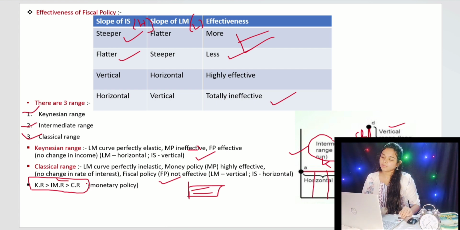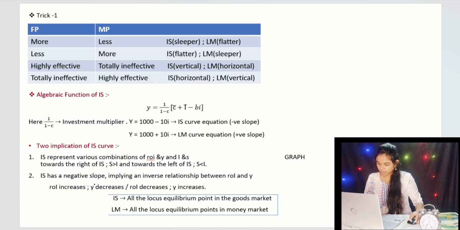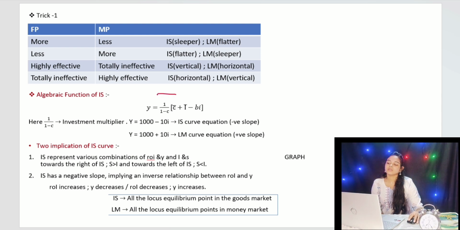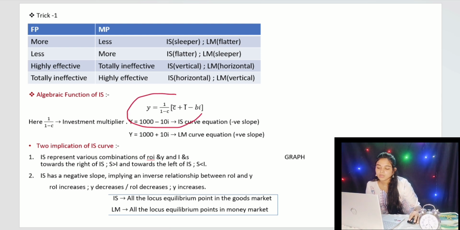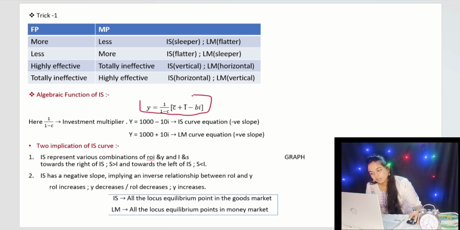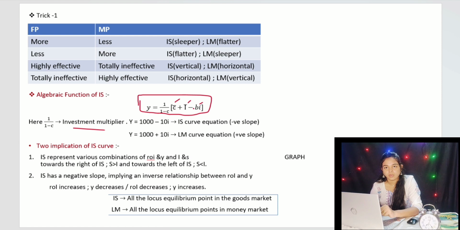The algebraic function of IS: Y equals 1 by 1 minus c. So here c is the MPC. So 1 by 1 minus MPC is the formula for the investment multiplier, right? So the investment multiplier, and C bar is autonomous consumption, and I dash is autonomous investment. bI is induced investment. So here the minus sign means negative slope, and the positive sign means positive slope.